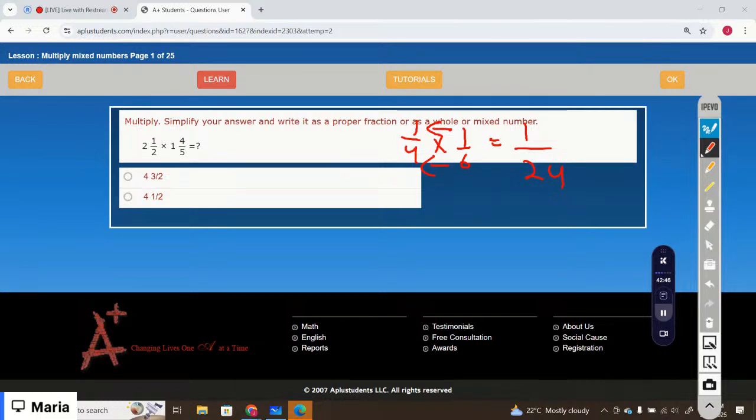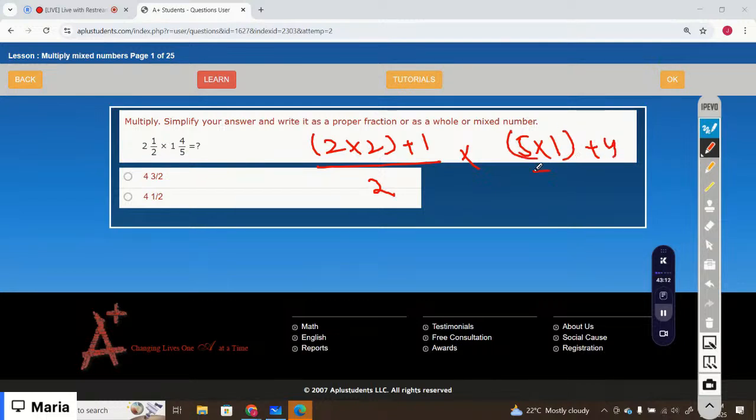Okay, 2 whole 1 by 2 times 1 whole 4 by 5. So first thing you have to convert them to improper fractions. Then we already know how to multiply the fractions. You have to do 2 times 2, denominator times whole number, and you have to add the numerator. 2 times 2 plus 1 over 2. And same thing you have to do 5 times 1 plus 4 over 5. So 2 times 2 is 4 plus 1, 5 over 2. 5 times 1 is 5 and 9 over 5.